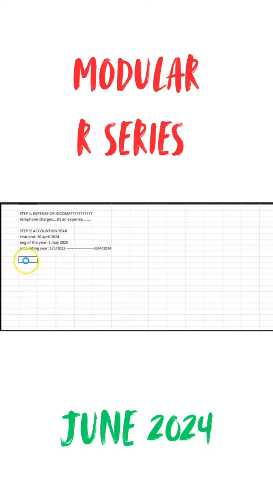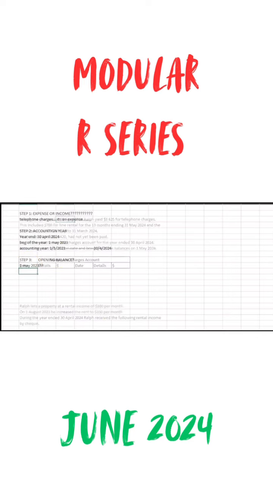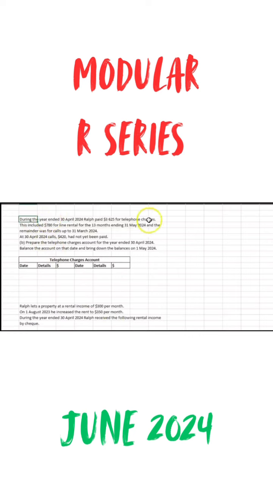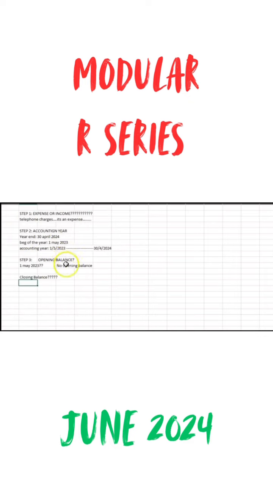In step 3, we need to know the opening and closing balance. We begin with the opening balance. We check what was happening in the question on 1st May 2023. There is no mention of 1st May 2023, which means there is no owing or prepayments at the beginning of the year, and therefore no opening balance. Now let's try to find out the closing balance.